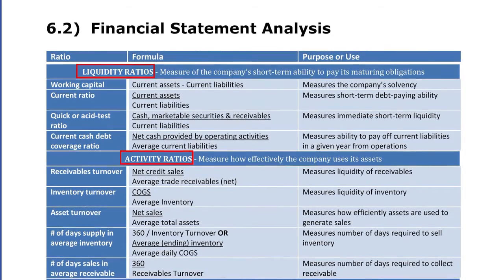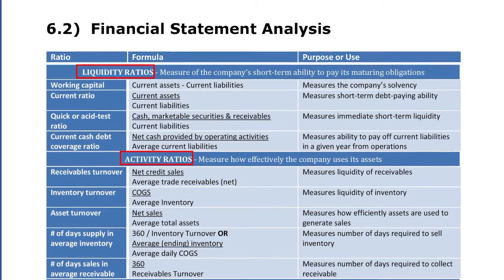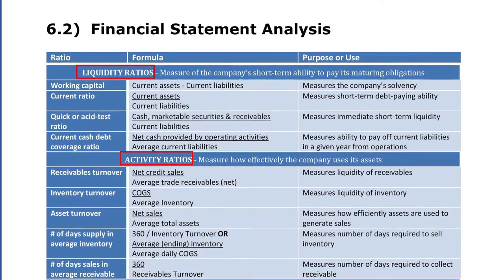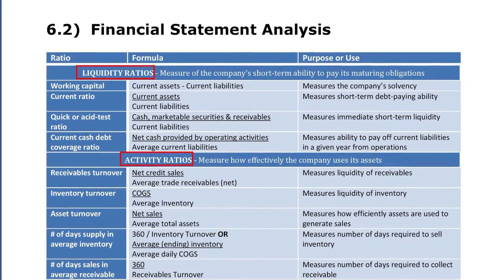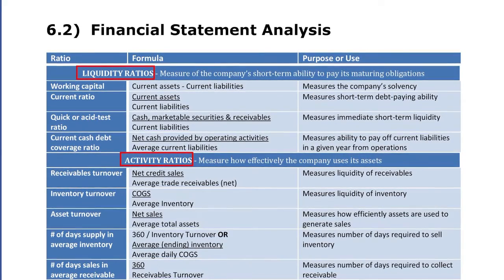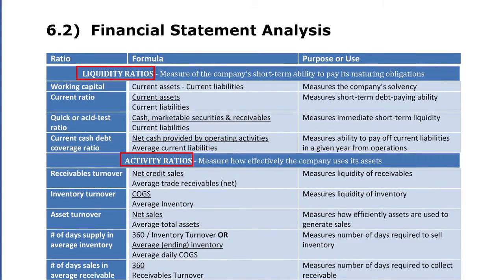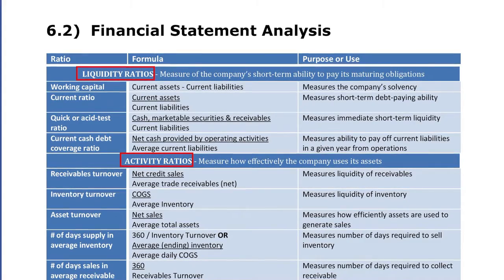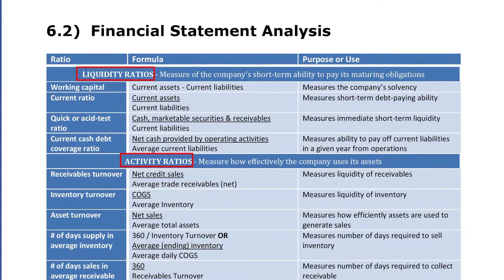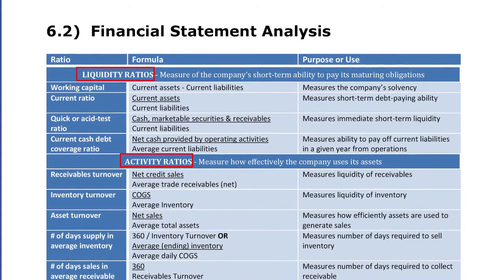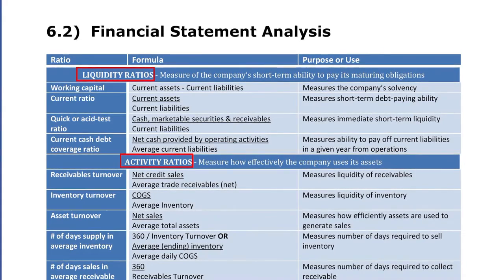Numerator, net sales. Then you also have number of days supply in average inventory, number of days sales in average receivables. So number of days supply in average inventory, that's 360 divided by inventory turnover ratio. Number of days sales in average receivables, that's 360 divided by receivables turnover.